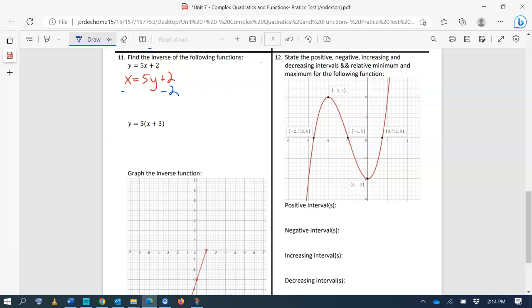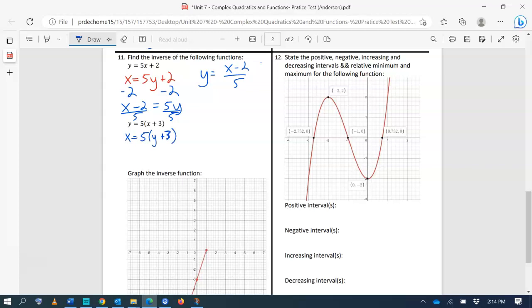First thing, subtract 2 from both sides. So we get x minus 2 is equal to 5y, and then divide by 5. So y is equal to x minus 2 over 5. Do it again down here. Flip your x and your y. So we get x is equal to 5 times y plus 3.